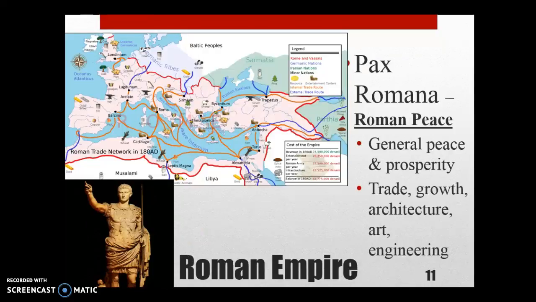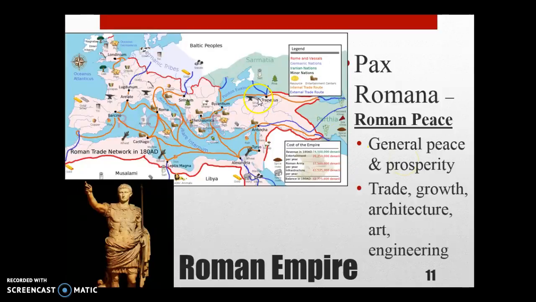So what does this period of Roman Empire look like? The most important concept for this really is this idea of Pax Romana. Pax means peace in Latin. So this is Roman peace. And it means that throughout the empire, if you look at this map, this light pink color, this large territory, there's general peace and prosperity.